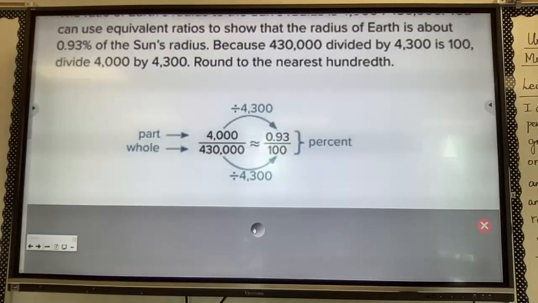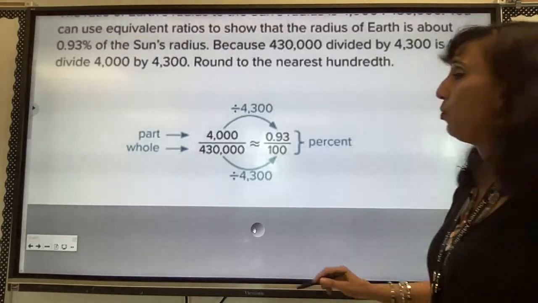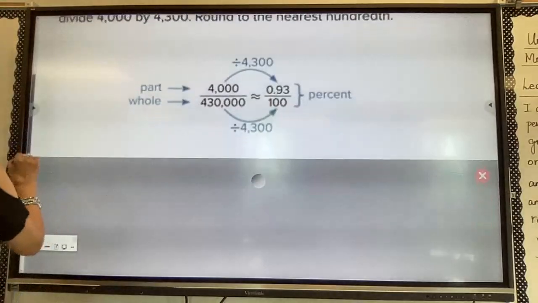All right, now percents are less than 1% when the number being compared. So I wanted to see this part.